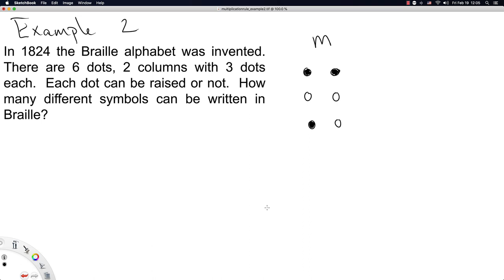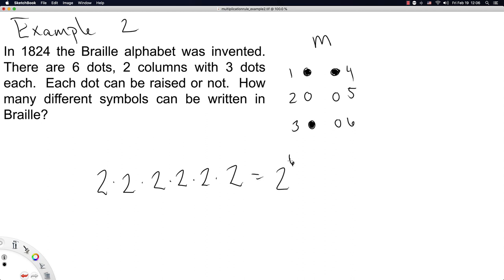How many different symbols can be written in Braille? So what I would encourage you to do is think about it like this. There are essentially six different operations here, and each one has two ways it could be carried out. You could either have a raised point or a not raised point. So you'd essentially have 2 times 2 times 2 times 2 times 2 times 2. Did I get that right? Equals 2 to the 6th, and that happens to be equal to 64.